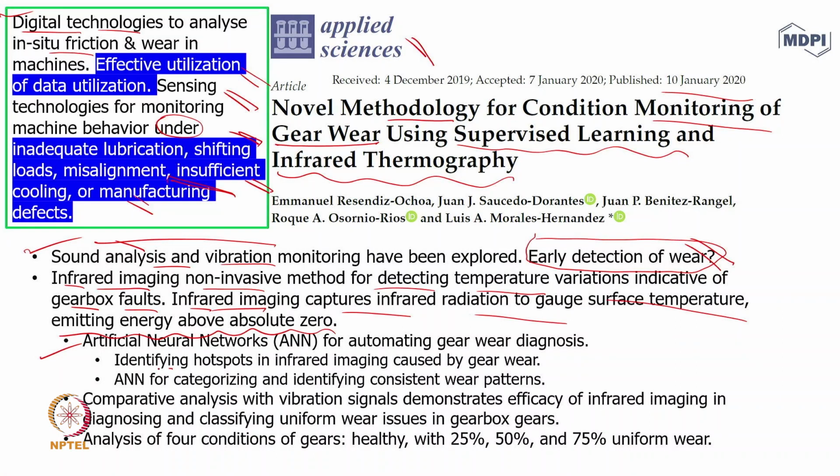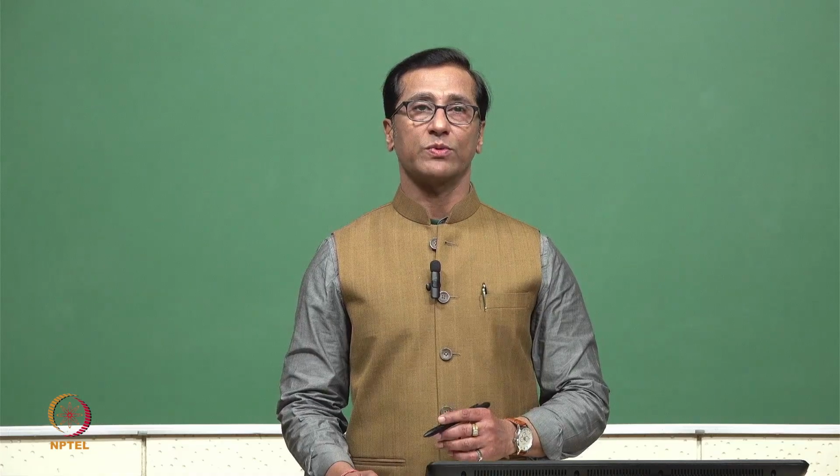We say identifying in this case hotspots in infrared imaging caused by the gear wear, and then ANN was utilized for categorization of whether the wear is happening significantly: 25% failure, 50% failure, 75% failure. So for training purposes they used this, whether the gear is healthy, with 25% failure, 50%, 75% wear. So they did this kind of analysis, and that's what I'm trying to explain.